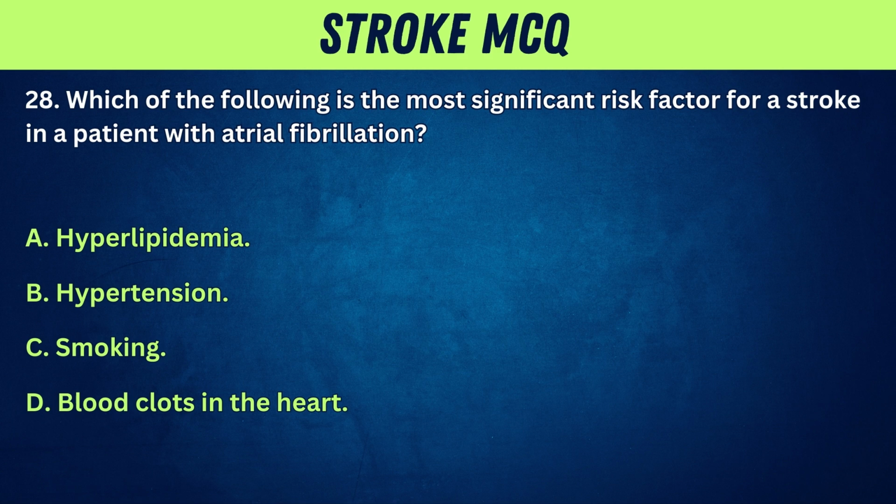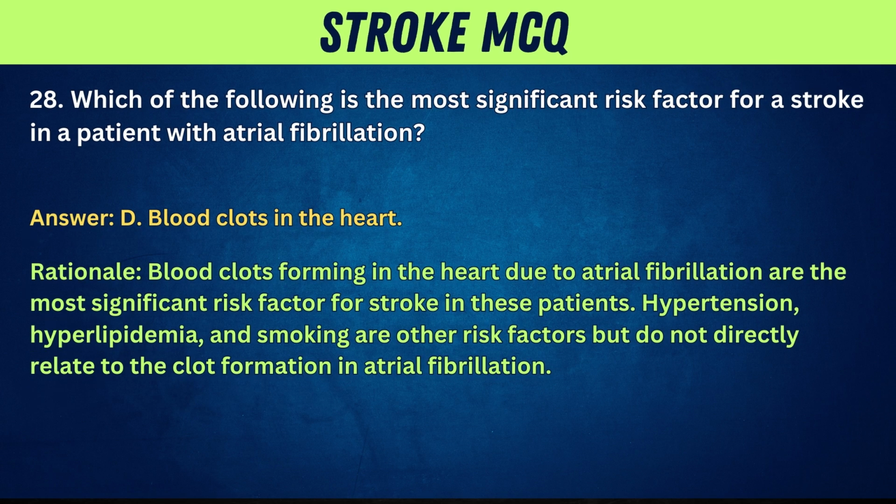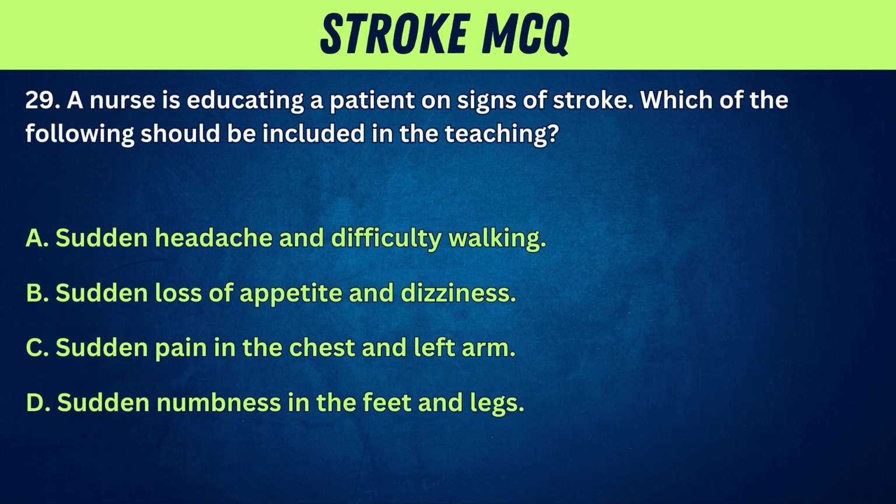28. Which of the following is the most significant risk factor for a stroke in a patient with atrial fibrillation? A. Hyperlipidemia. B. Hypertension. C. Smoking. D. Blood clots in the heart. Answer: D. Blood clots in the heart. Rationale: blood clots forming in the heart due to atrial fibrillation are the most significant risk factor for stroke in these patients. Hypertension, hyperlipidemia, and smoking are other risk factors, but do not directly relate to the clot formation in atrial fibrillation.